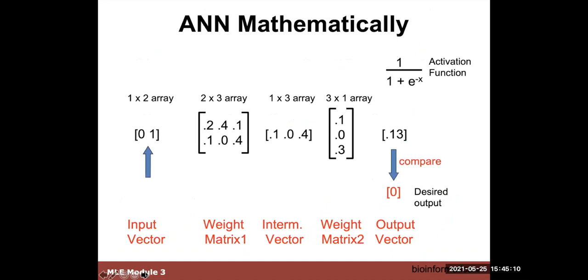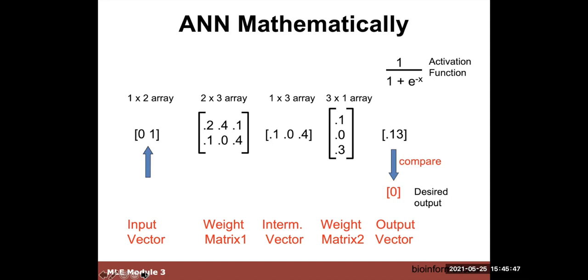If we're looking at the math for a neural net, we can think of an input vector, say two values, 0 and 1. Then we have a weight matrix. In this one, it's a 2x3 array. So a 1x2 multiplied by a 2x3 array generates a 1x3 array. This is an intermediate calculation. That intermediate calculation can then be multiplied by a 3x1 array, which produces an output of just a single number, in this case, 0.13.